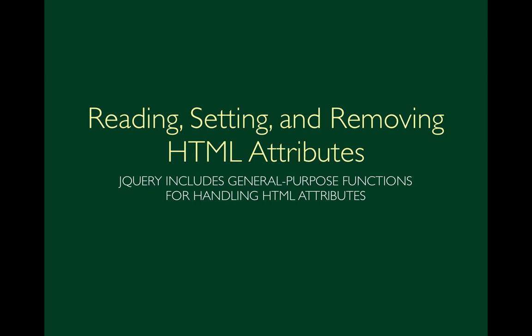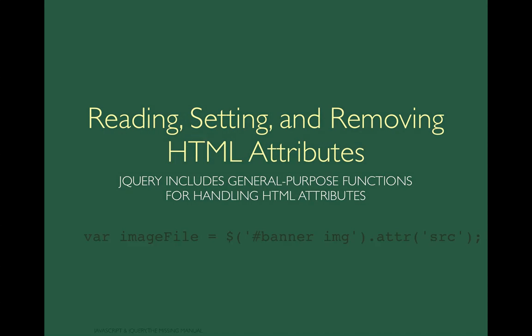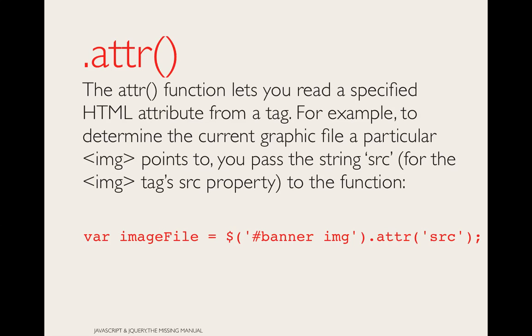Well, let's talk about reading, setting, and removing HTML attributes. Interestingly enough, jQuery provides a method to do that. Surprise! It's the .attr method, and it lets you read a specified HTML attribute from a tag. It's very common to want to read a source attribute for an image.